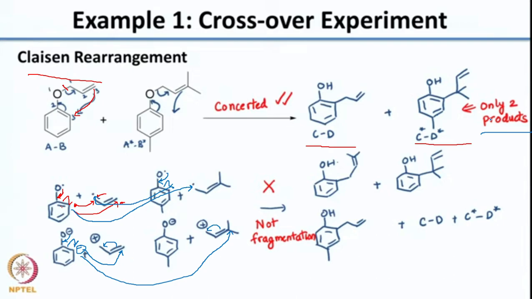If there was a different type of product formation, then we could say the reaction is going via a fragmentation intermediate or other intermediate, a radical intermediate. But here this is not the case. So I hope all of you are clear here.